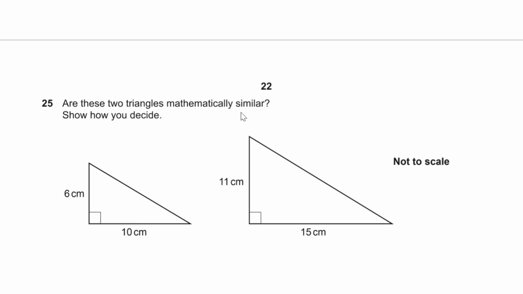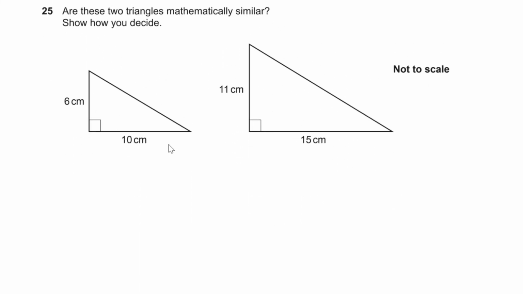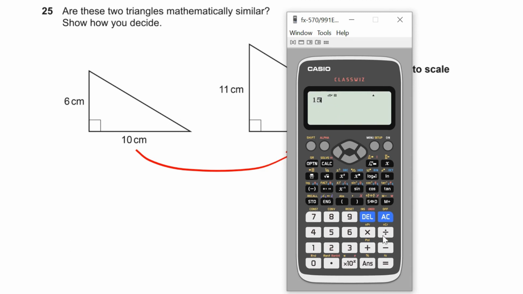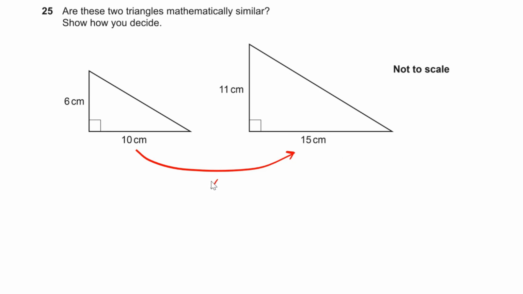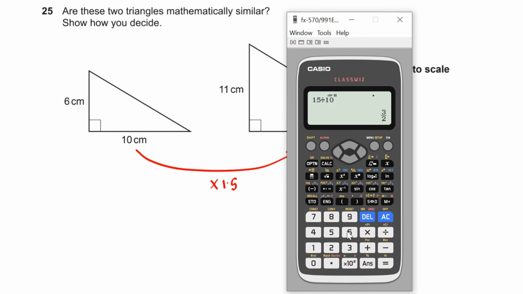Are these two triangles mathematically similar? Show how you decide. Well, to find the length scale factor, to go from the 10 to the 15, the length scale factor will be 15 divided by 10, which is 1.5. So here we're timesing by 1.5. And to go from 6 to 11, 11 divided by 6 is 1.83. So to go from here to here, we have to times by 1.83.